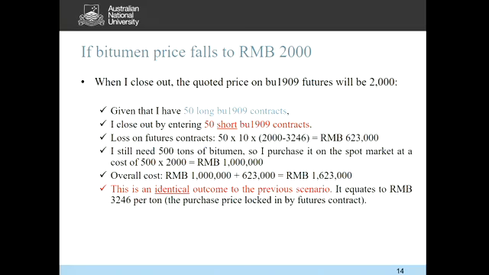So I went through the second scenario. When the price dropped to 2,000 RMB, we do the same thing. We enter 50 shorts, same contract 1909, before the expiration date, otherwise we will receive a notice from the Shanghai Futures Exchange to pick up the physical goods, which we don't want. The delivery price on BO 1909 in September should roughly equal the spot price, which is 2,000 RMB, and we're making a loss. But we shouldn't be upset because we still need to purchase the bitumen from our normal suppliers at a really cheap price, 2,000 RMB, which is 1 million RMB. So the net cost is 1.623 million RMB again, for the 500 tons of bitumen.